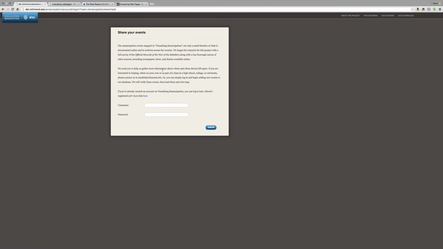So if you were doing research on emancipation and you read a newspaper article from, let's say, 1865, and in that article there was a brief moment where they talked about an emancipation event, you can link to that emancipation event on the map yourself, write where you found the source and what the event was all about, and they'll add it to this map. So this map becomes a collaborative map for educators and for researchers.